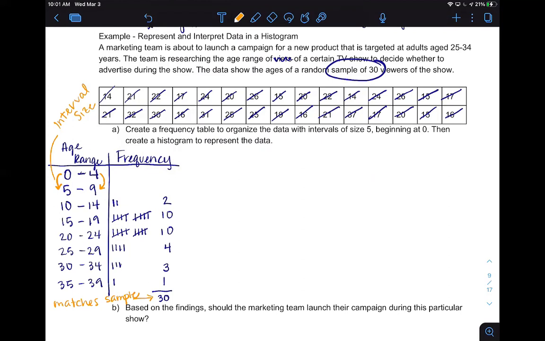All right. Now let's make our histogram. Okay, so we're going to make an XY axis. But here's the thing, when you make your x-axis, make sure you leave like a space underneath it so we can label that axis. Okay. Make sure you leave some space to write.